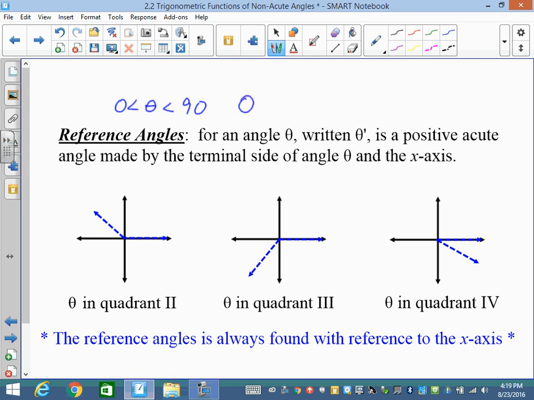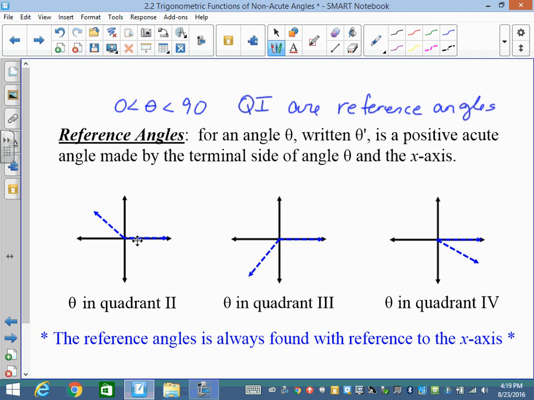So all quadrant 1 angles are reference angles. So that's something to know. If they say, what's the reference angle to a 45-degree angle? It is its own reference angle.